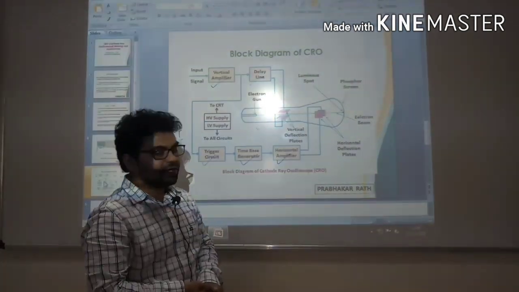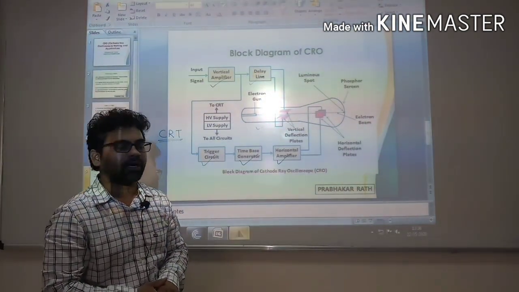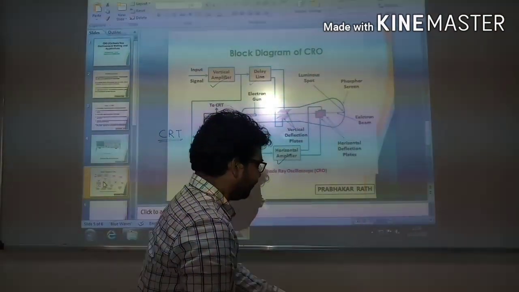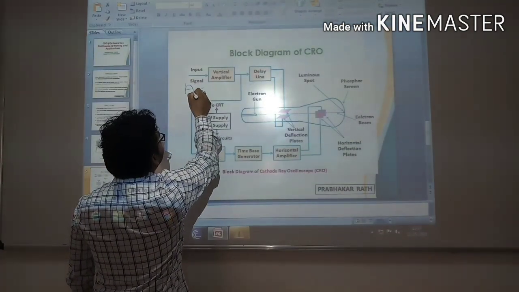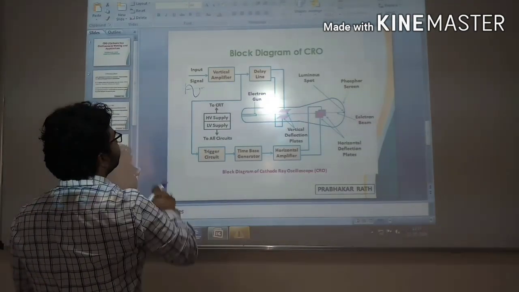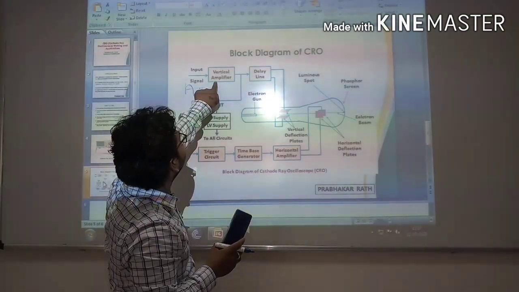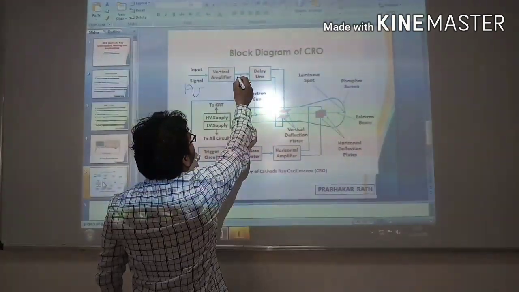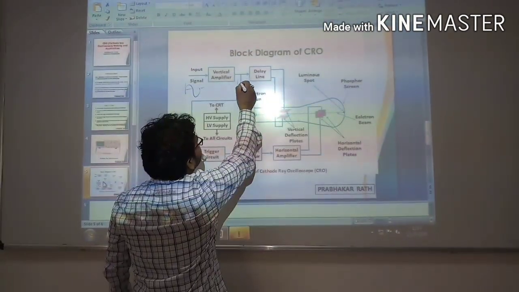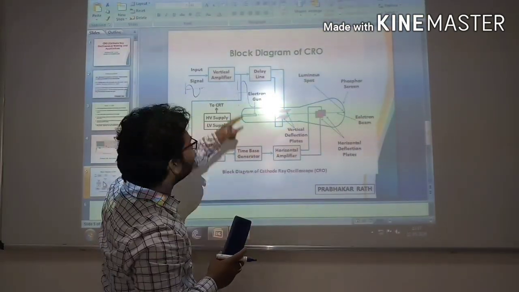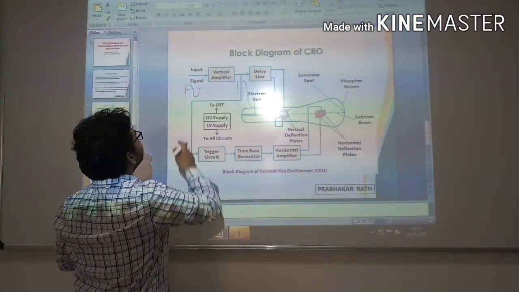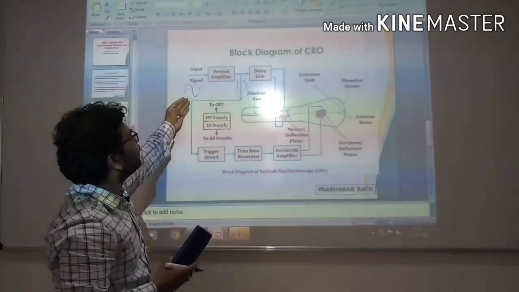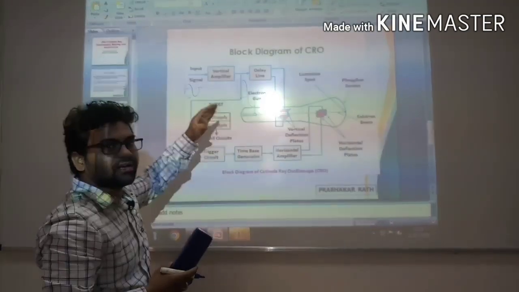First we go for the input part. In the case of your CRO block diagram, the input signal is provided to your vertical amplifier. Suppose this is your input signal, and that input signal is fed to our vertical amplifier. So what output will we get? In that particular case of the vertical amplifier, the output looks like this. Because it is an amplifier, it can amplify the weaker signal into a high level signal. That means it can amplify a weak signal to a high signal, or increase the strength of the signal.